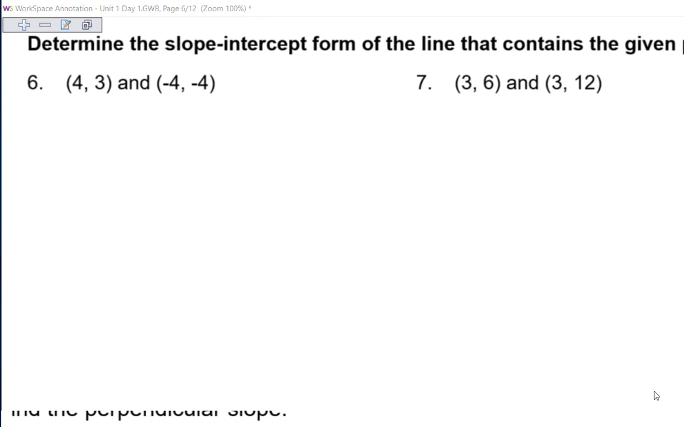Now determine the slope-intercept form of the line that contains a given point. So my goal is to get this in y equals mx plus b form. If I want it in slope-intercept form, what's the first thing I need to know? Find the slope. So anytime you have 2 points, do y2 minus y1 over x2 minus x1.